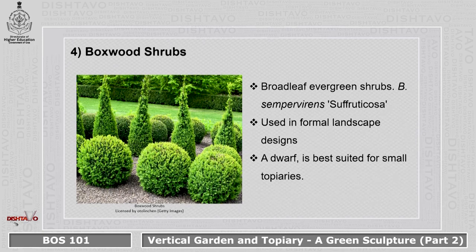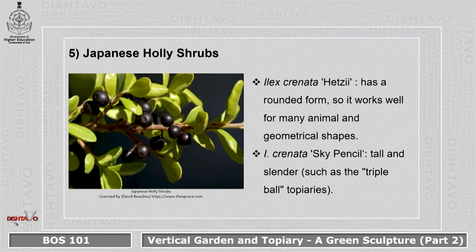You can see the rounded shapes, you can see the cones, or you can even get the boxes out of this. So it is the dwarf which is best suited for small topiaries. If you need small topiaries in the garden, these are the best plants to grow, the boxwood shrubs.